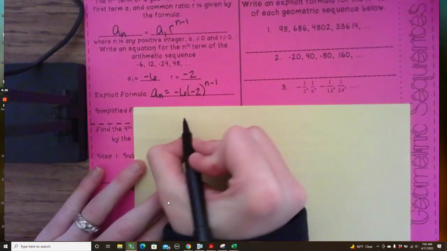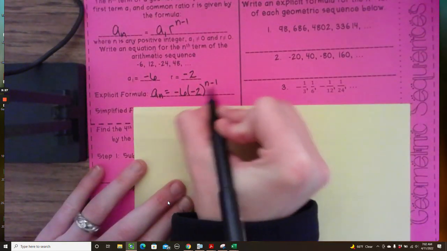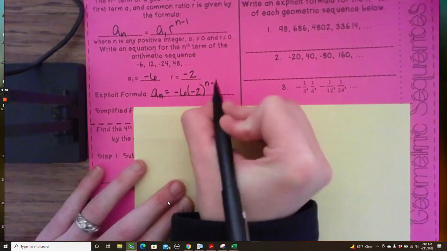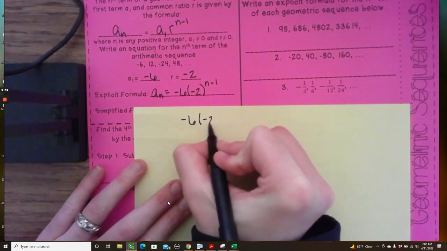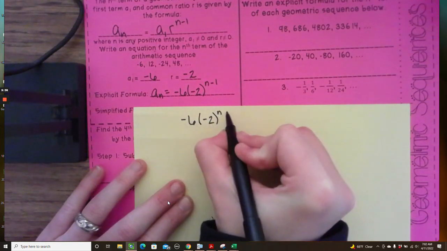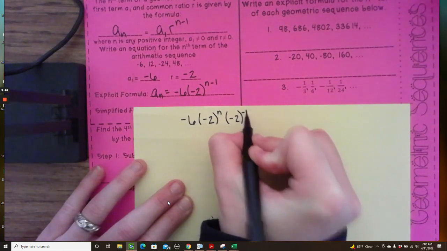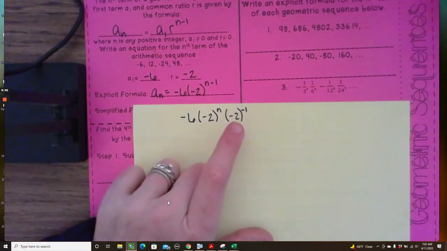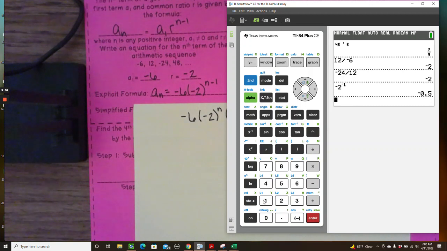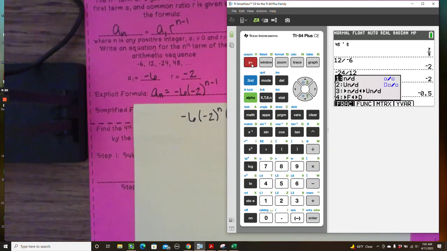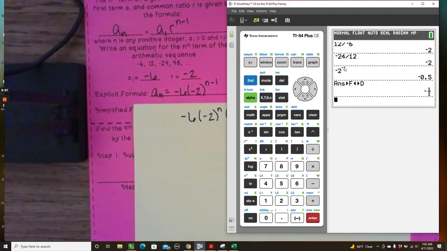So what we have is negative 6, and I can distribute this out. What I mean by that is I can make it negative 2 to the n, and then negative 2 to the negative 1. What negative 2 to the negative 1 does is it makes it a reciprocal. So negative 2 to the negative 1 turns into negative 1 over 2.